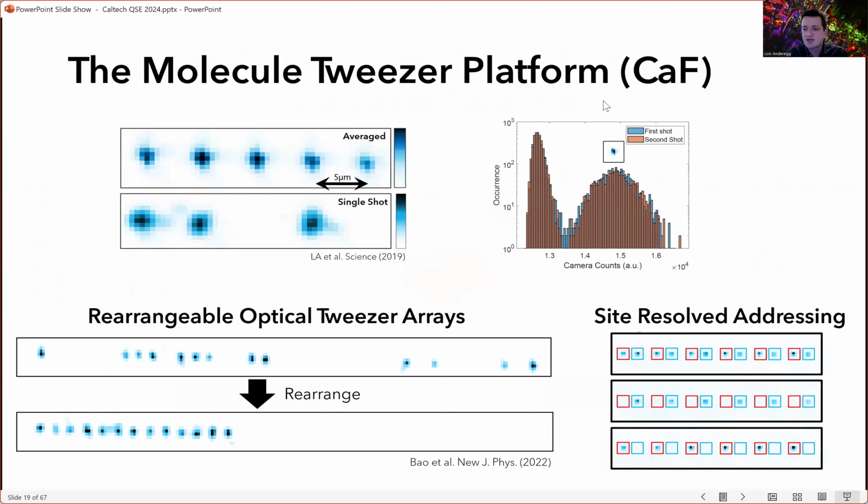And you can see, for example, a histogram of one of these optical tweezer arrays showing that we can very well characterize whether we have a single molecule loaded or no molecules in any individual tweezer trap. With this, we can then, for example, also rearrange these optical tweezer arrays into defect-free arrays. And we can also have site-resolved addressing, really talking to a single individual molecule within this array, while leaving, for example, the neighboring molecule untouched.